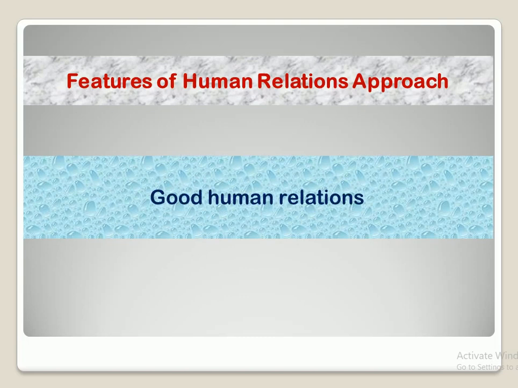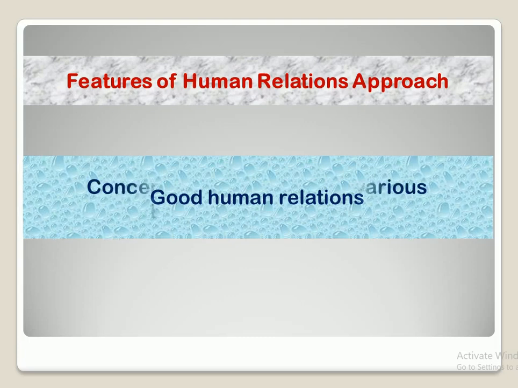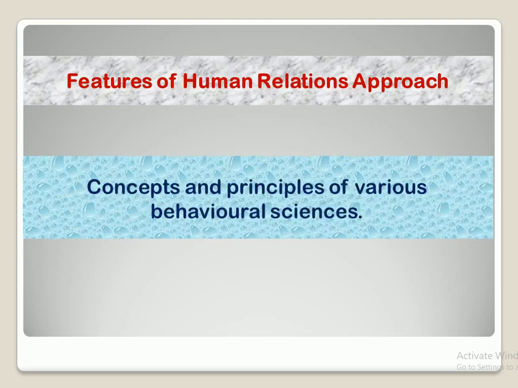Next, good human relations lead to large production and higher motivation. If this has to be achieved, it can only be achieved through good human relations. So a manager must develop good human relations with all the people who are working in the organization in order to have large productivity and motivation. And the last feature is the concepts and principles of various behavioral sciences. The study of management must draw the concepts and principles of various behavioral sciences like psychology and sociology.